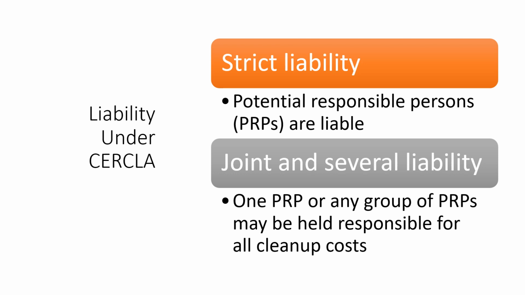How is liability discerned under CERCLA? There's strict liability and there's joint and several liability. Under strict liability, we're talking about those potentially responsible people. All of them are liable. Joint and several means one potentially responsible person or any group of people may be held responsible for all the cleanup cost.